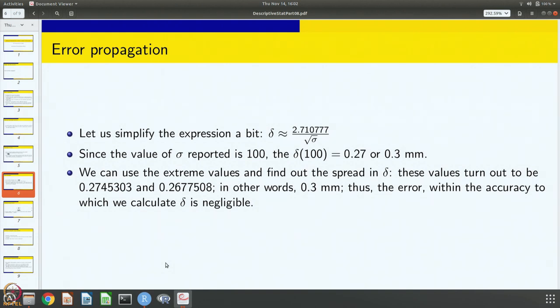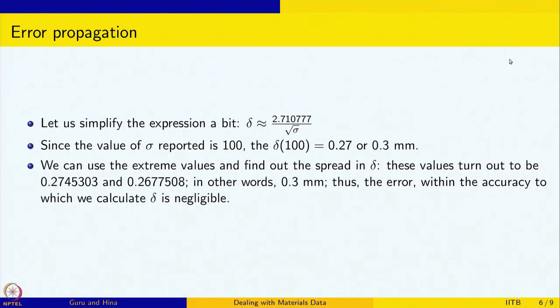Now, you can use the other extreme values that you have. Let us say that you have values like 97.5 and 102.5. You can again substitute these values in this expression, and you find that value turns out to be 0.2745 and 0.2677. In other words, they also happen to be 0.3 millimeters, right. We are not going to measure beyond this accuracy, let us say. Then all the three values happen to be 0.3. So, the error within the accuracy to which we calculate delta becomes negligible.